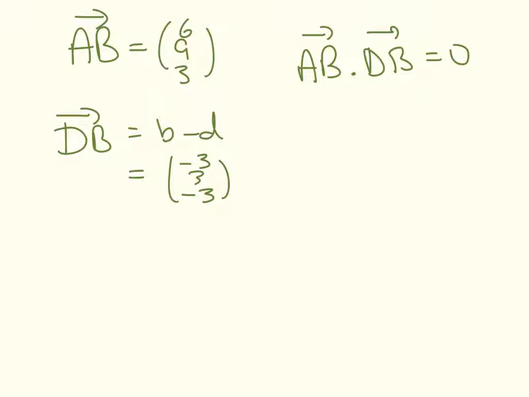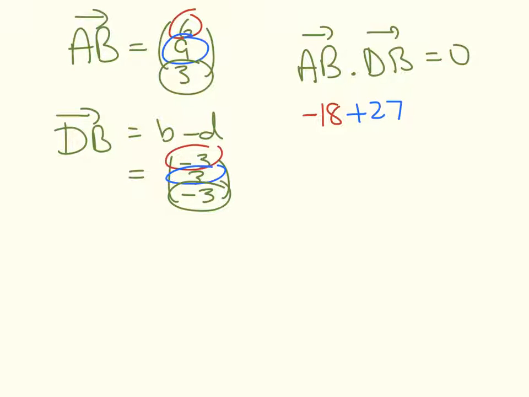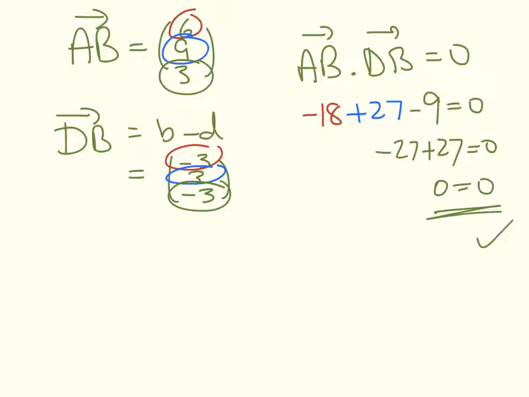So what we now need to do is take the 6 and multiply it by the negative 3 to give us negative 18. Then 9 and multiply it by the 3 to give us 27. And then last 3 multiplying the negative 3 giving us negative 9. Add all these together, negative 27 add 27, which means 0 is in fact 0, as you would hope it to be, so that proves that they're perpendicular.